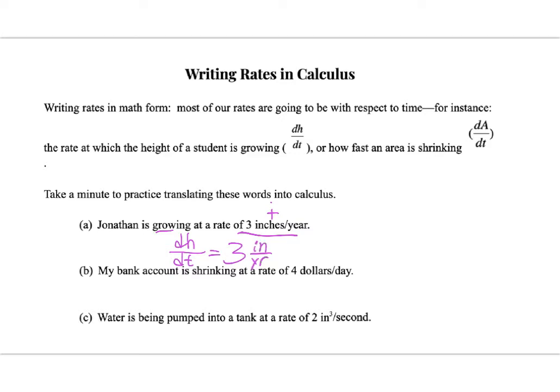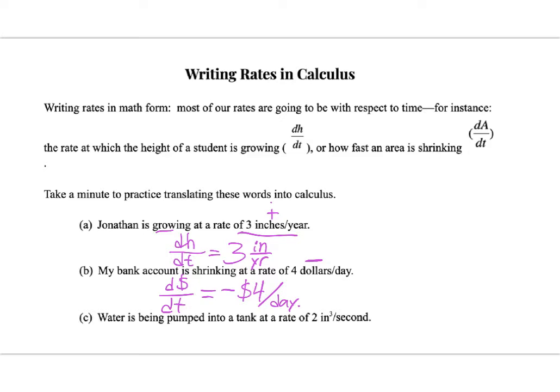My bank account is shrinking. Okay, that's not good. At a rate of $4 per day. So that's going to be, first of all, a negative rate because we're shrinking. And then I'm going to call that d$ dt for my amount of money in the bank. And that's going to be negative $4 per day.